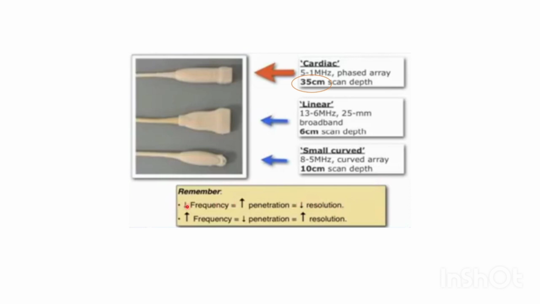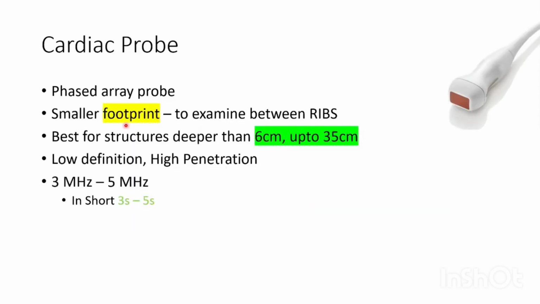So this is the one that applies to our cardiac probe. We have a low frequency probe with more penetration but less resolution. But still we get an acceptable level of resolution. And this is our typical cardiac probe. It's a phased array probe. It has a small footprint. This is what we call the footprint, the face of that.